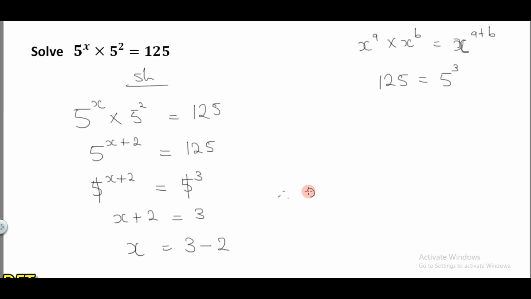So therefore, x is equal to 1. This is my answer to this question, right? X is equal to 1.